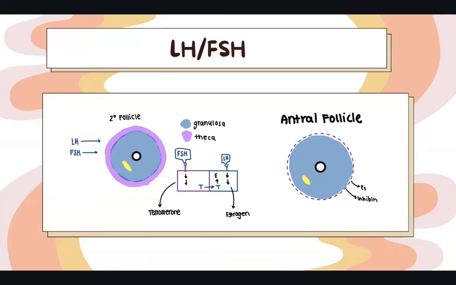LH and FSH also inspire the production of follicular fluid, which can be noted in the yellow highlight. This follicular fluid aids in the rupturing of the follicle at the time of ovulation, and it is why the oocyte is able to be released.